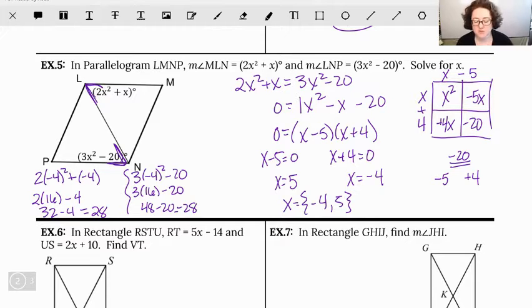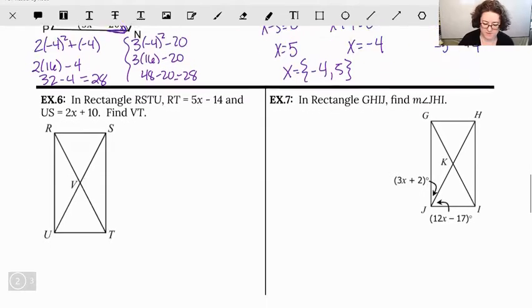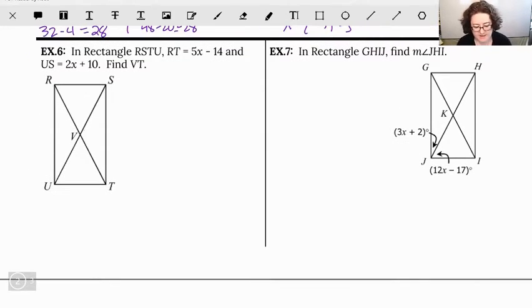Okay, last four examples are just on rectangles, so let's take a look. Here we go, example 6. We know in rectangle RSTU, we have segment RT, which is a diagonal, is 5x minus 14, and US is 2x plus 10. What do we know about the diagonals in a rectangle?